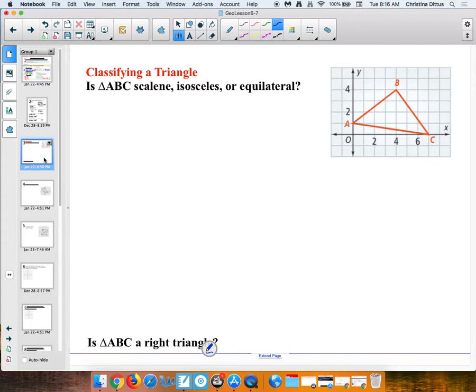So we're talking about your side lengths, right? What are we going to use for side lengths? Distance, midpoint, or slope? Distance. We're going to use distance.